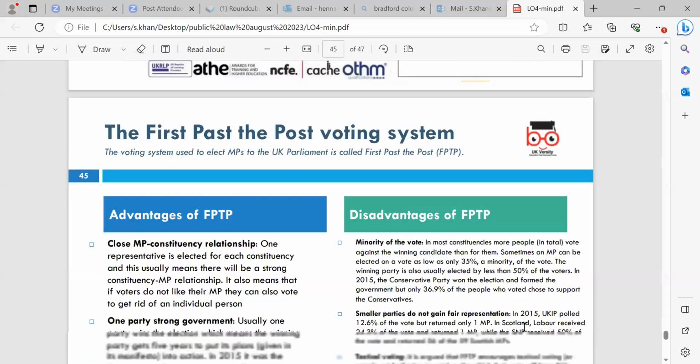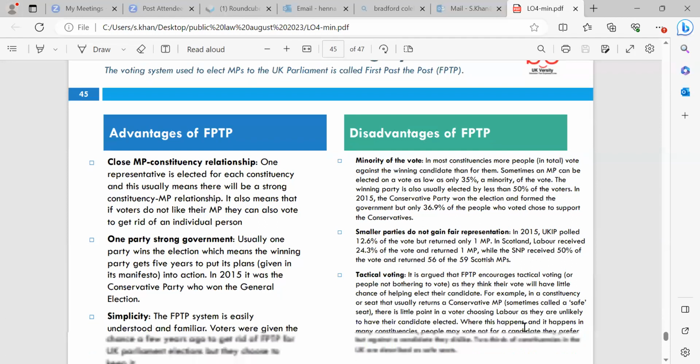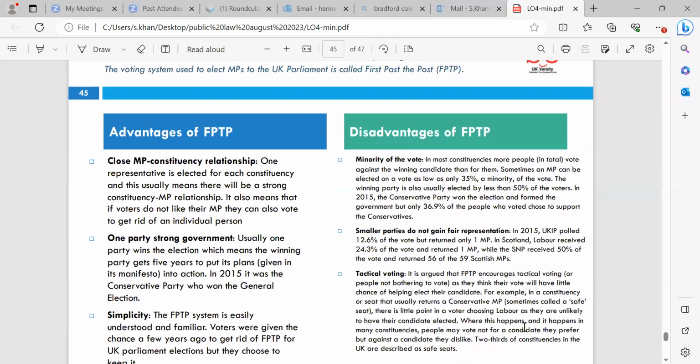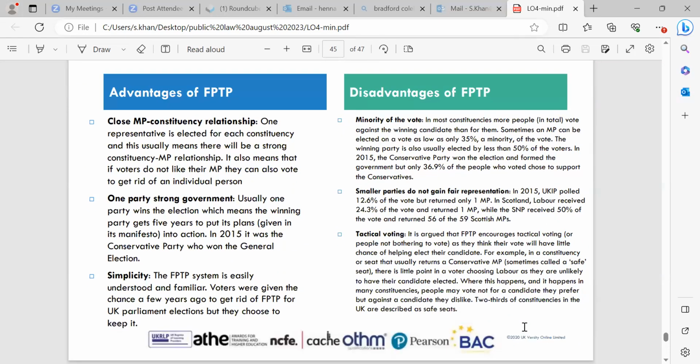First past the post system. The voting system used to elect MPs to the UK Parliament is called first past the post. The advantage of the first past the post system is the close MP constituency relationship. One representative is elected for each constituency, and this usually means that there will be a strong constituency MP relationship. It also means that if voters do not like their MP, they can vote to get rid of an individual person.